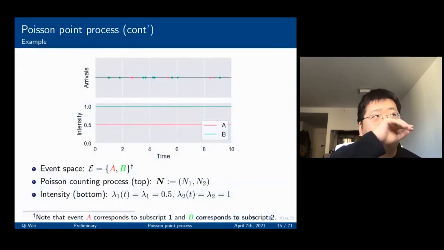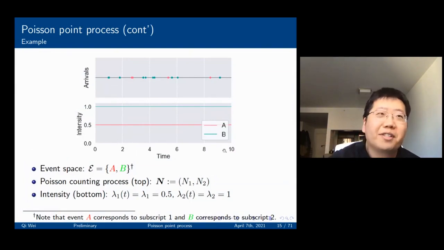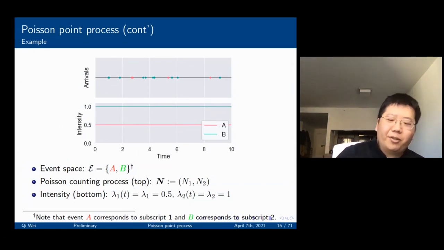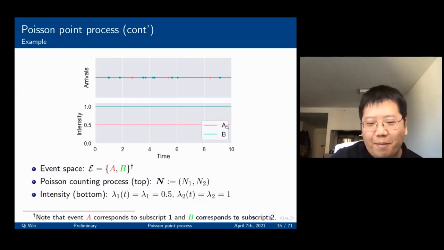And here's an example of what a Poisson process looks like. I made this a very simple example just to give you a very high-level idea of how we are using it. So A here means ask, B is bid.